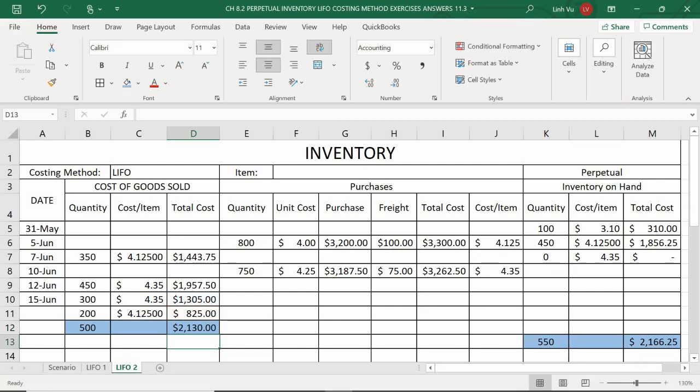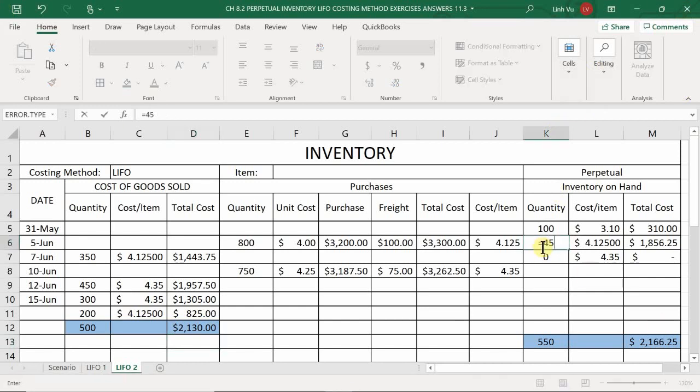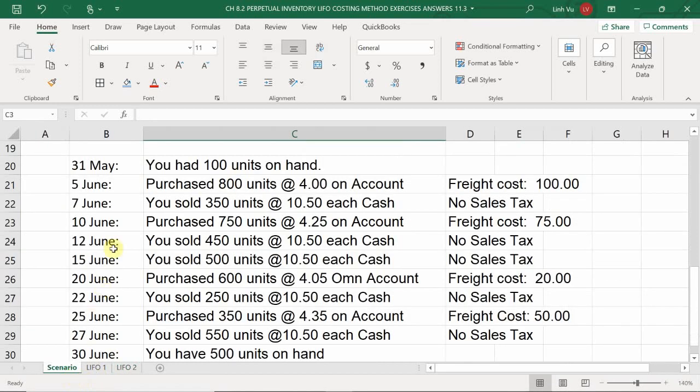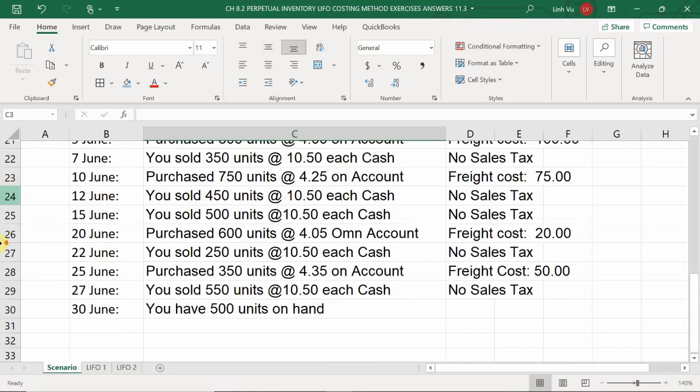And now I need to eliminate, because I no longer have 450 units left. I have minus 200, so I have 250 left. So then let's see what happened next on June 20th.